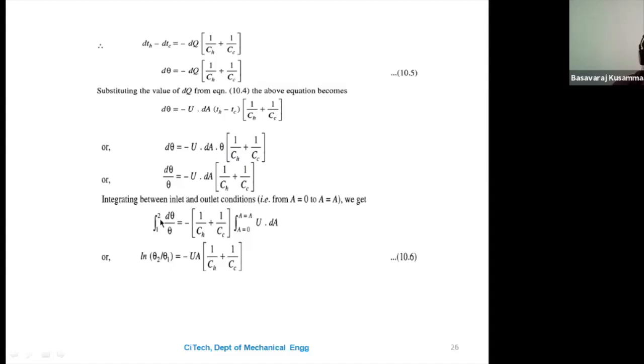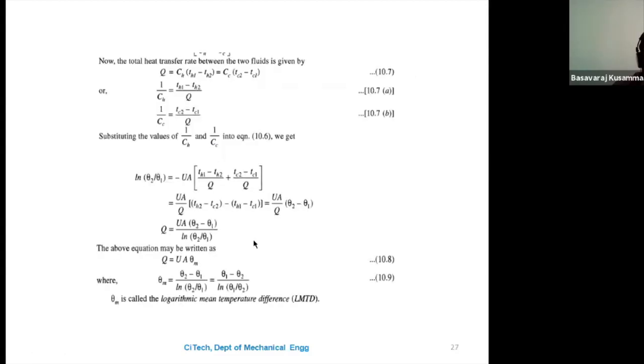After substituting the limits into this equation, integration of 1 upon θ gives ln θ2 minus ln θ1, which by the logarithmic theorem is also ln of θ2 divided by θ1. That is equal to minus U times the integral of dA from 0 to A, which is A. So we get the equation: ln of θ2 divided by θ1 is equal to minus UA (1 upon CH plus 1 upon CC).